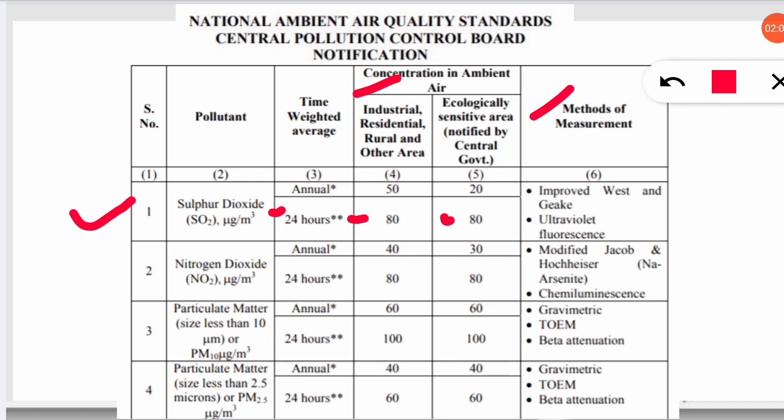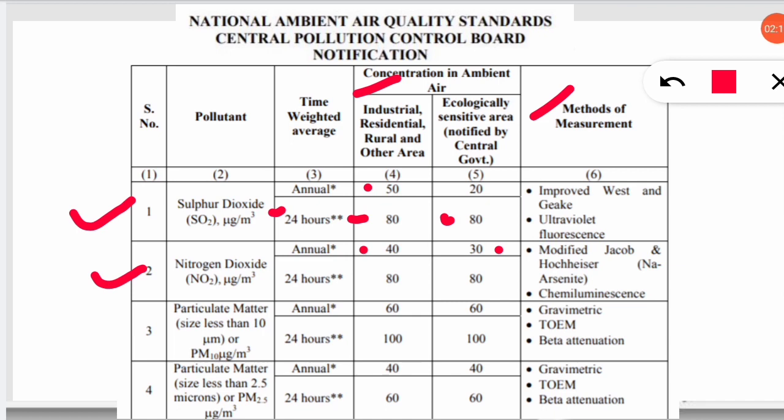and for ecological sensitive areas the value will also be 80 microgram per meter cube. But when we come to nitrogen dioxide, the values change. You can see here the annual value is different from sulfur dioxide. It is 40 in industrial and residential areas, whereas in ecological sensitive areas it is 30.